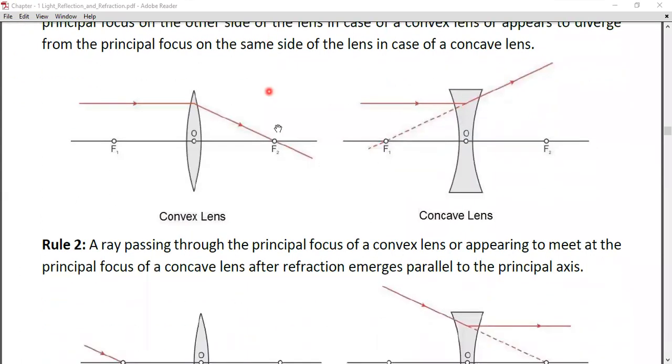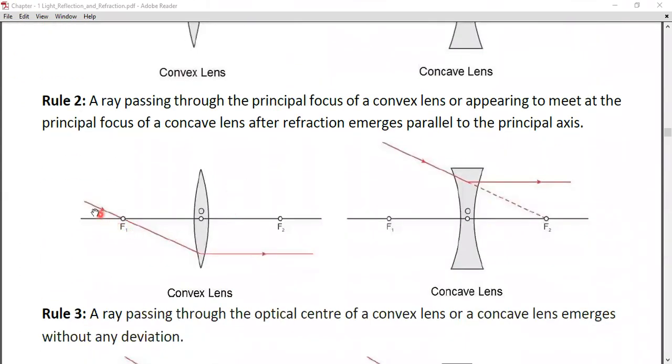If you take the second rule here, the light ray passing through the focus after refraction becomes parallel to the principal axis. Same like concave mirror rule 2. I repeat, students, the light ray passing through the first principal focus after refraction becomes parallel to the principal axis. Here also the same thing, students.